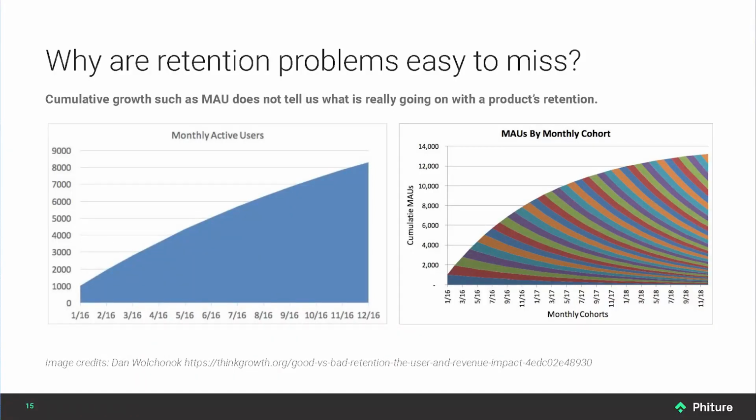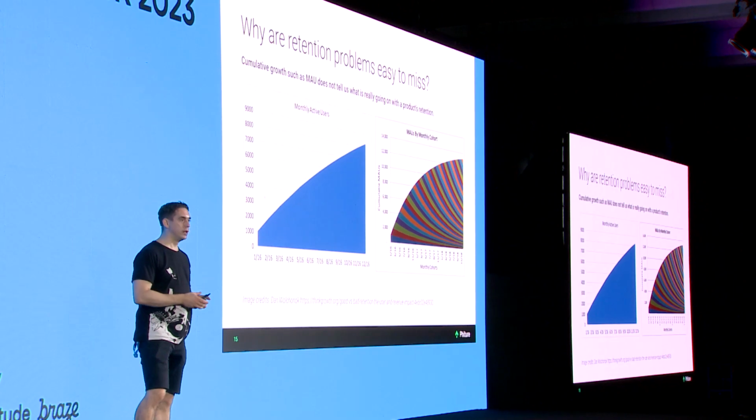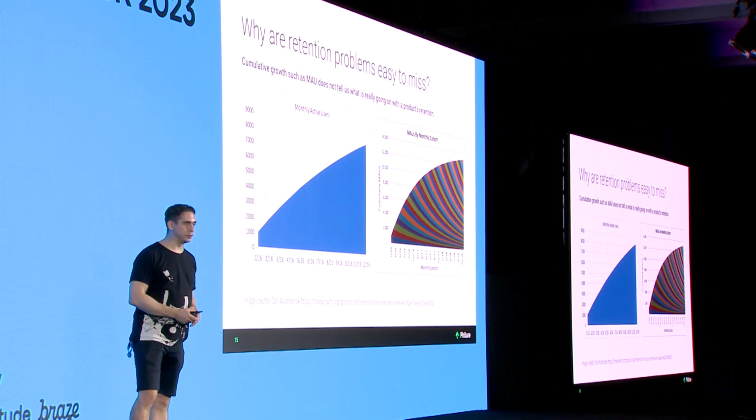So, why do so many companies miss retention problems? Well, I think these two charts tell a really interesting story. The chart on the left shows that MAU growth, monthly active user growth, is looking really healthy, right? You've got a pretty standard up and to the right growth chart. If you just saw that chart, you probably think, okay, the app's doing great, we're growing, everything's good.